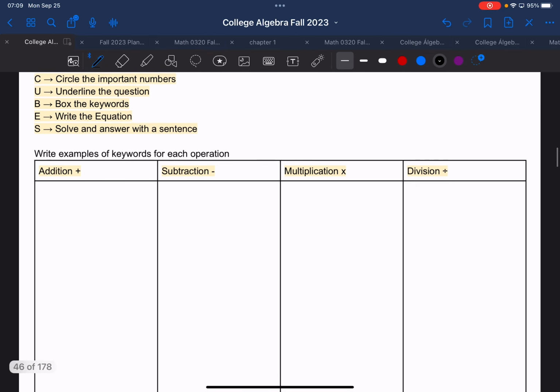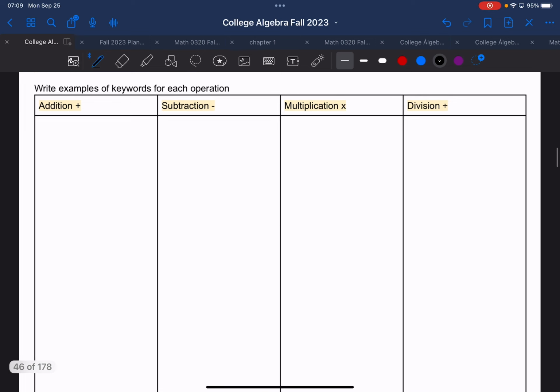So before we look at some word problems, we can write some examples of keywords for each operation. So another way that we could see the word addition in a word problem would be what? Good. It could just simply say add. Anyone else? More. Okay, yeah, more than. Include. The sum. Combine. Yep, any of those words means that we're adding those together.